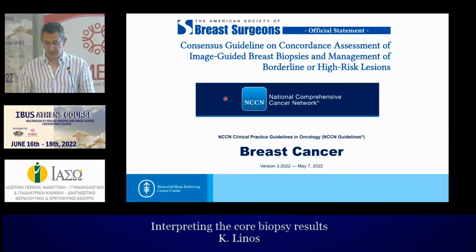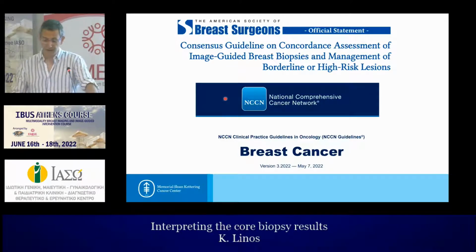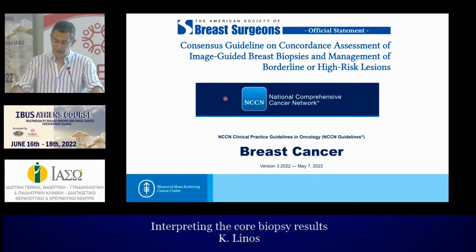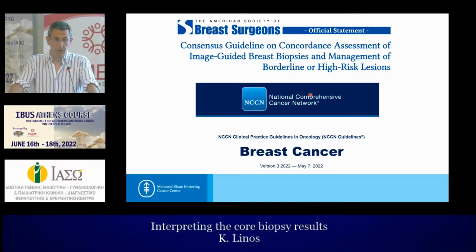So based on these findings and data, many institutions now offer patients with lobular neoplasia on core needle biopsy and concordant imaging findings the option of follow-up rather than a surgical excision. And this approach is currently supported by the National Comprehensive Cancer Network in the United States and the American Society of Breast Surgeons. So if you get a patient with LCIS or atypical lobular hyperplasia, these patients can be offered follow-up and not a subsequent excision.